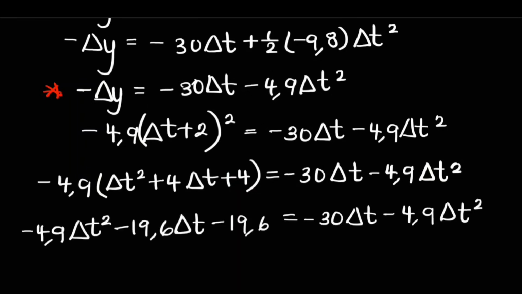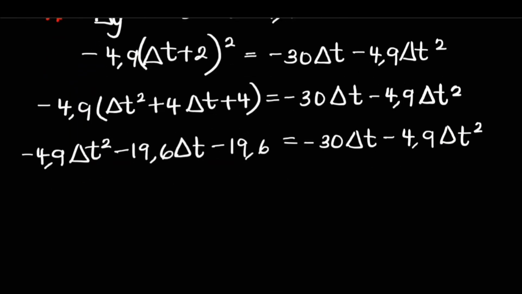Okay, here's what we get once we multiply in. Negative 4.9 times delta t squared, we've got that here. Negative 4.9 times positive 4 delta t, we get negative 19.6 delta t. And negative 4.9 times positive 4, we get negative 19.6. Now we need to gather like terms. So let's get all of our terms that have delta t over to the left. And what we notice is that we've got this negative 4.9 delta t squared on both sides. So when we take the term from the right over to the left, they're actually going to cancel out with each other.